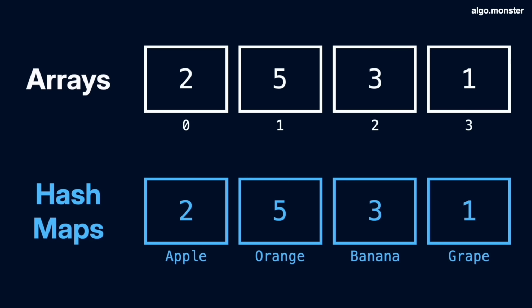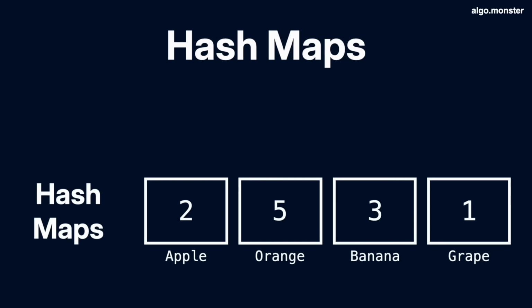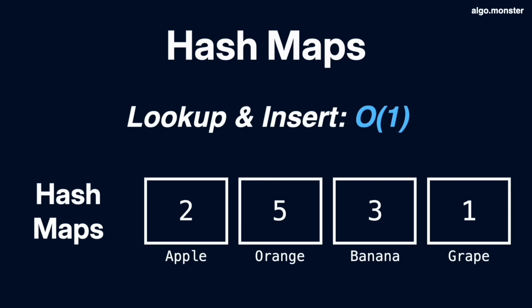What makes a hash map so powerful is how it does this in constant time. O(1) on average for both lookup and insertion. Now, how does this actually work?